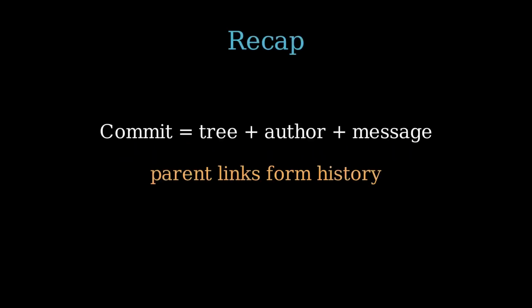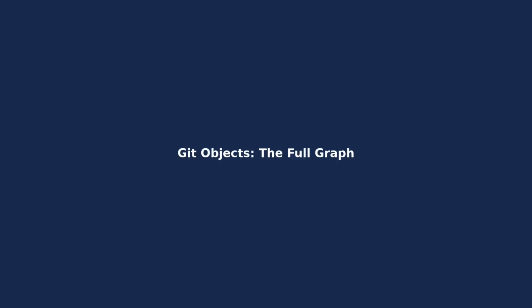Recap. A commit wraps a tree with author, committer, and message. Parent links chain commits into history. 3 object types. Blob holds content. Tree holds file names. Commit holds history. Let's see how they connect.